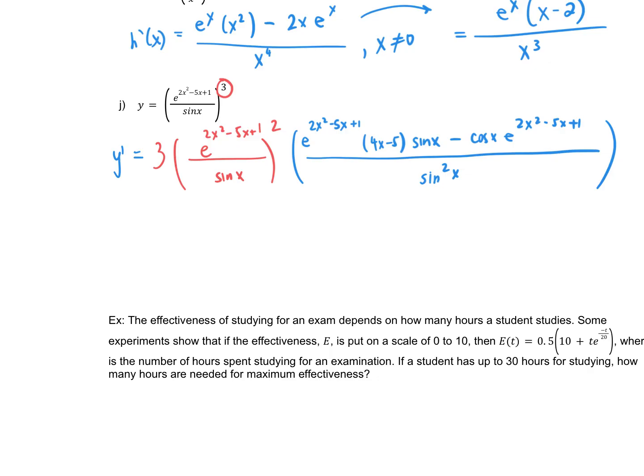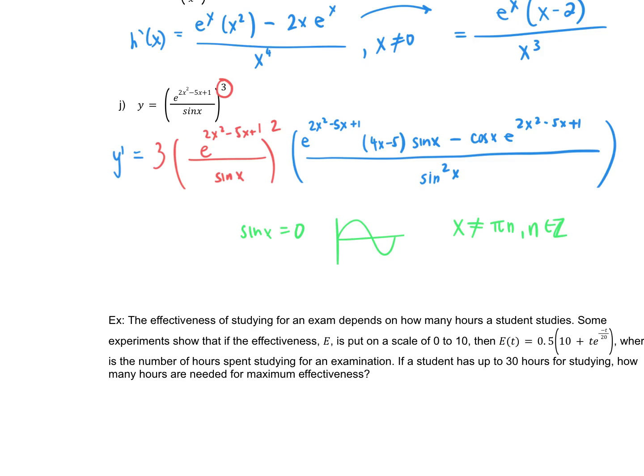I'm not going to write the restriction here either, but actually, we can write the restriction here. We cannot have sine x equaling 0. So if you think about the sine x graph, 0, pi, 2 pi, 3 pi, and so on, my restriction would be that x cannot equal pi times n, where n is an integer.